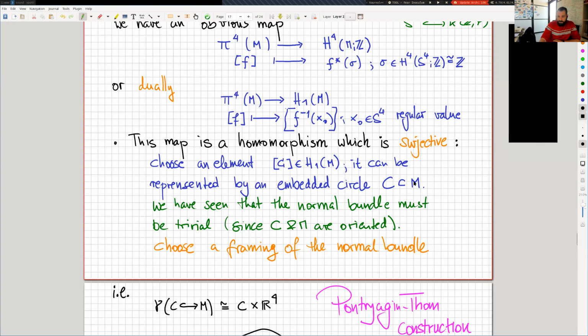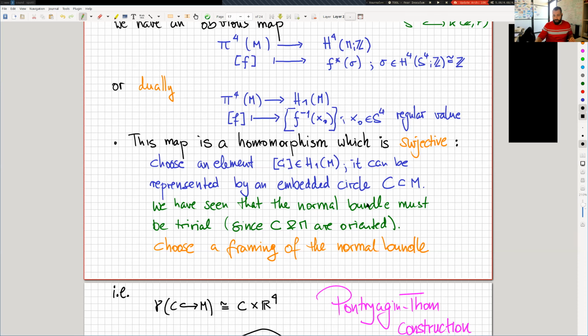And then since M is oriented and the circle is also oriented, the embedded manifold is also oriented. We know that the normal bundle must be also oriented. So what we have again here, we have a bundle over our S1 manifold, over a circle, and this has to be trivial, right? So the normal bundle of C in M has to be trivial, and so we can choose any framing on it.